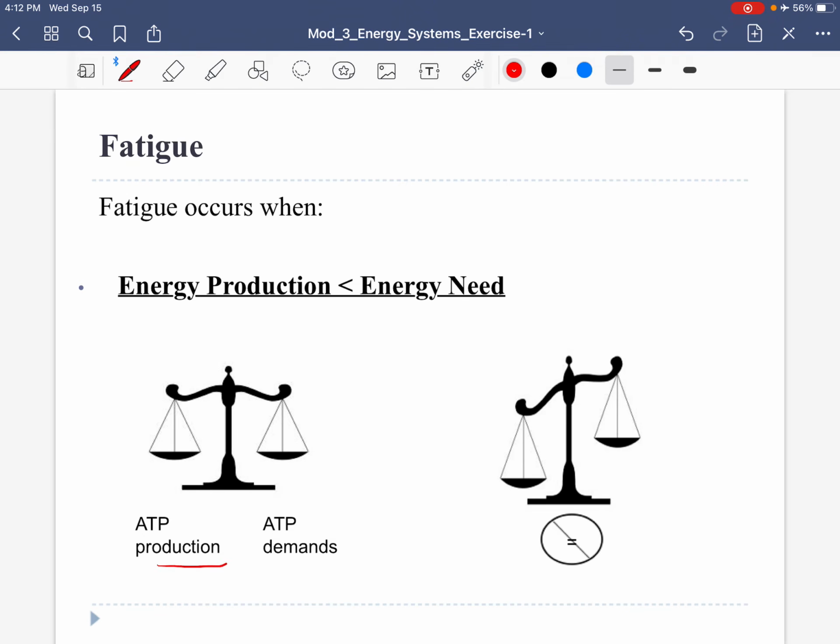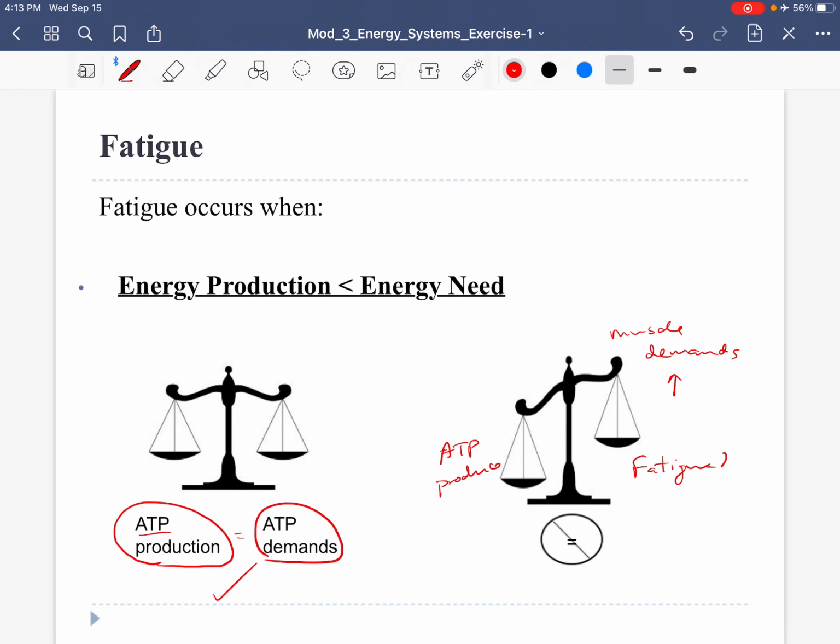when our ATP production, when the muscle's ability to produce the usable fuel is equal to whatever the muscle demands are, then we're good. We're not tired. When our muscles can produce ATP as quickly as our muscle cells need it. In its simplest form, we become fatigued when our muscle demands on this side are greater than our ability to produce ATP.